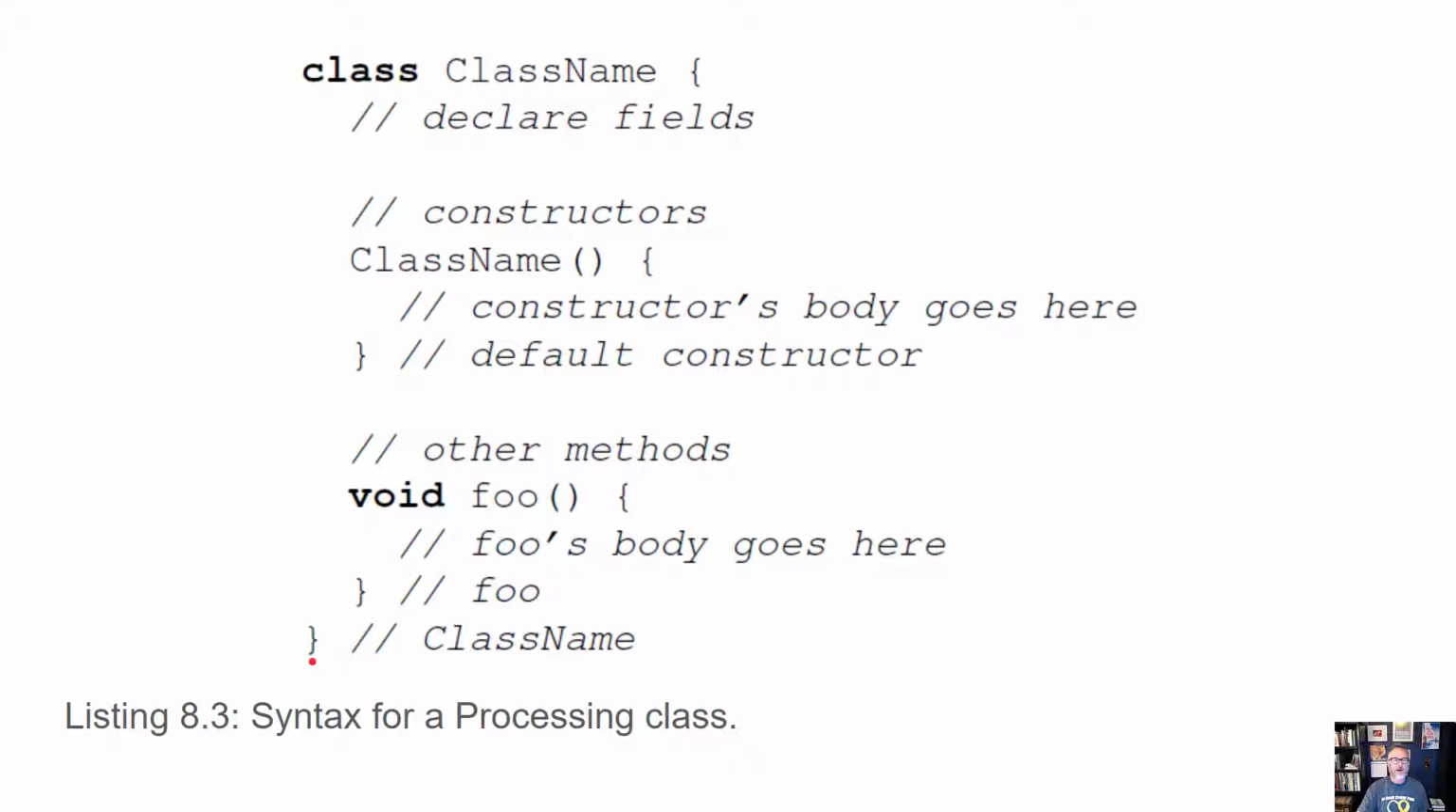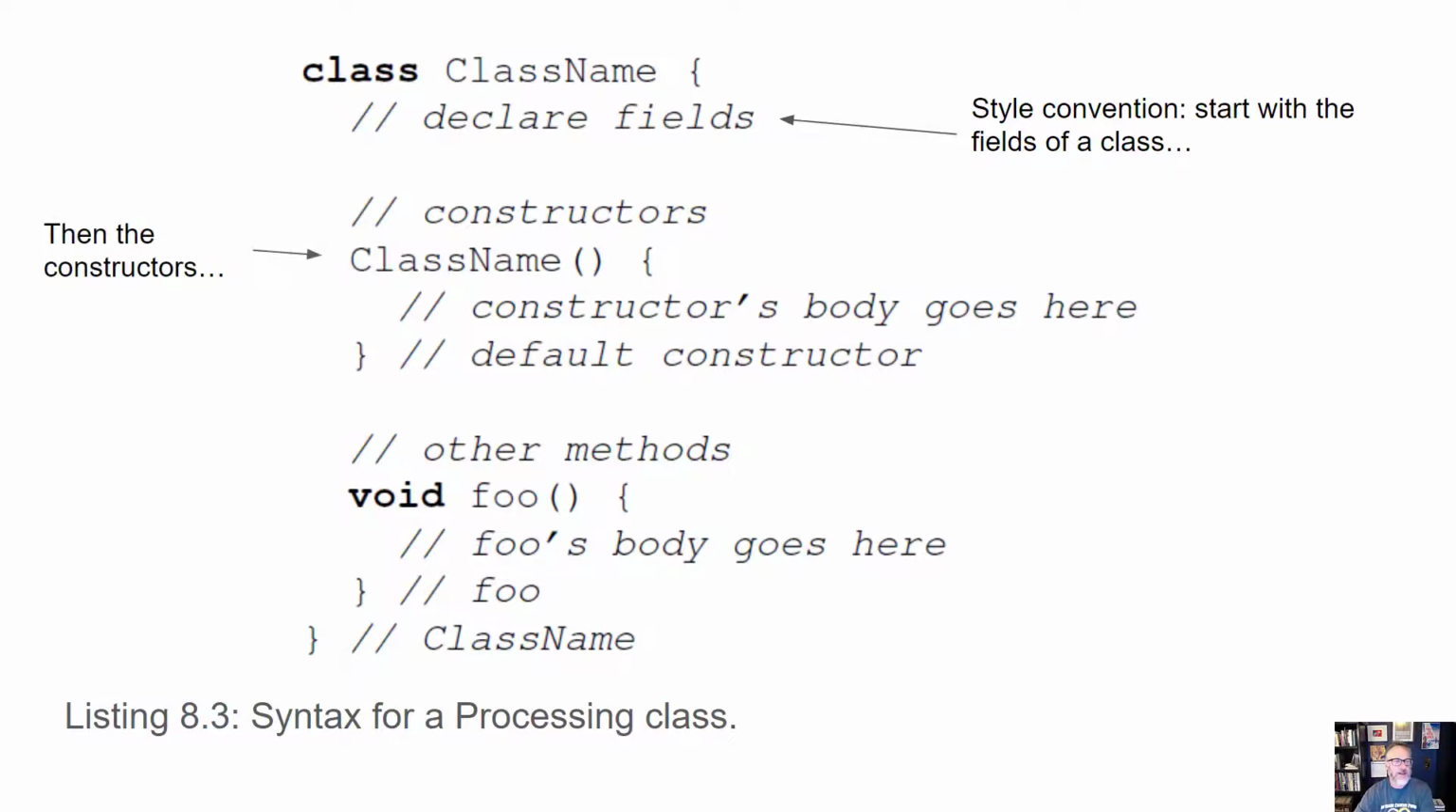Okay, so this is our syntax. In our style convention, we will start with the fields of the class up at the top. There's no real necessity to do that. It's just good programming practice so that my class is organized like a UML class diagram. So I'll put the fields first in the class, then I'll have my constructors, and remember that constructors are for setting up the fields when an object is made, and then we list all the other methods of the class after that.